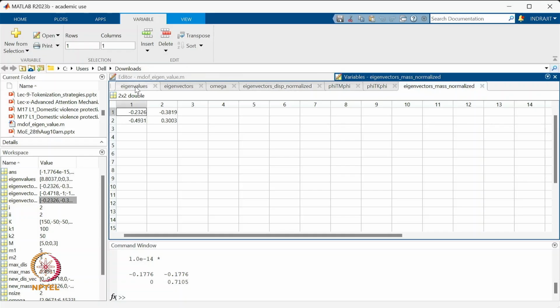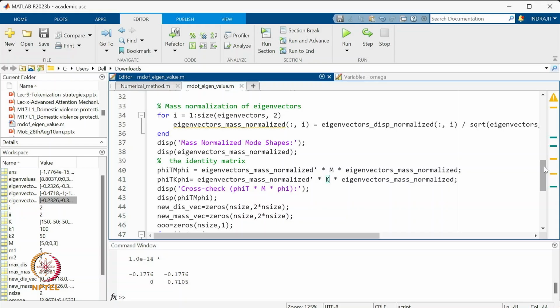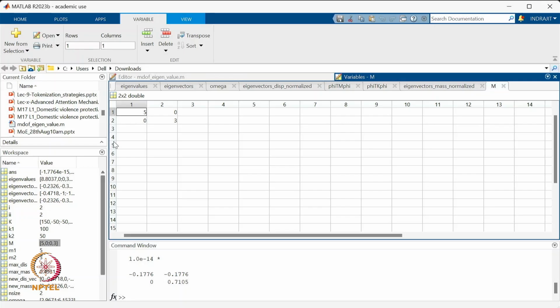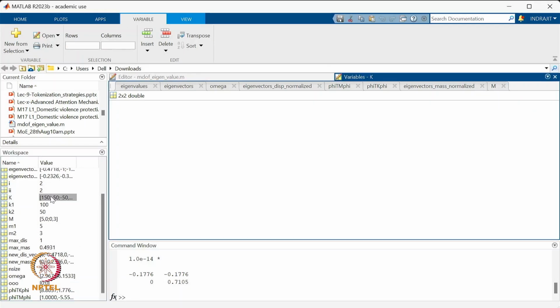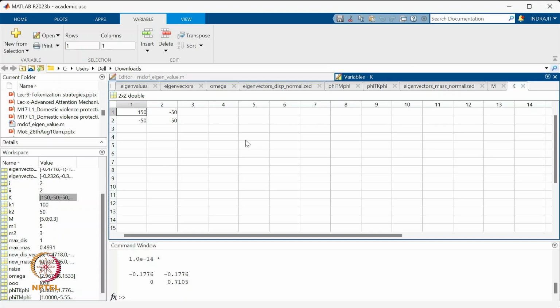Okay, then please note down the eigenvalues. Just two values, 8.88 and 37.86. Okay, and yeah, so that is done. And now my system is, what is the mass and stiffness matrix? That is also important. So mass matrix is 500 3, and my stiffness matrix is 150 minus 50 minus 50 50.